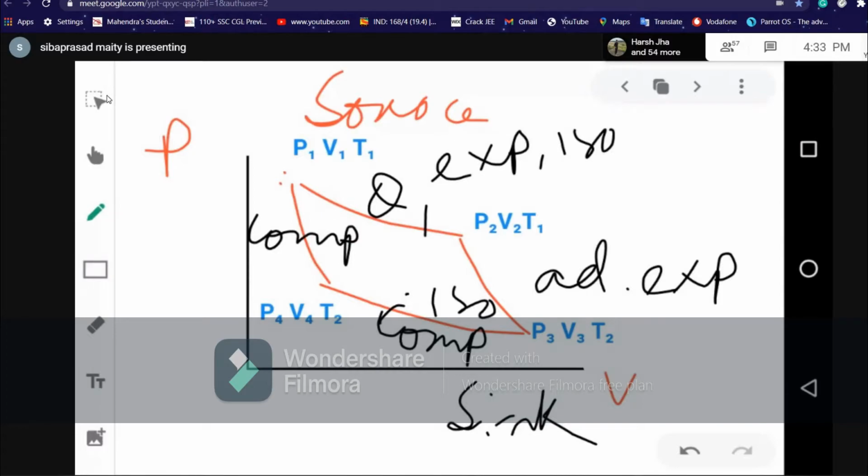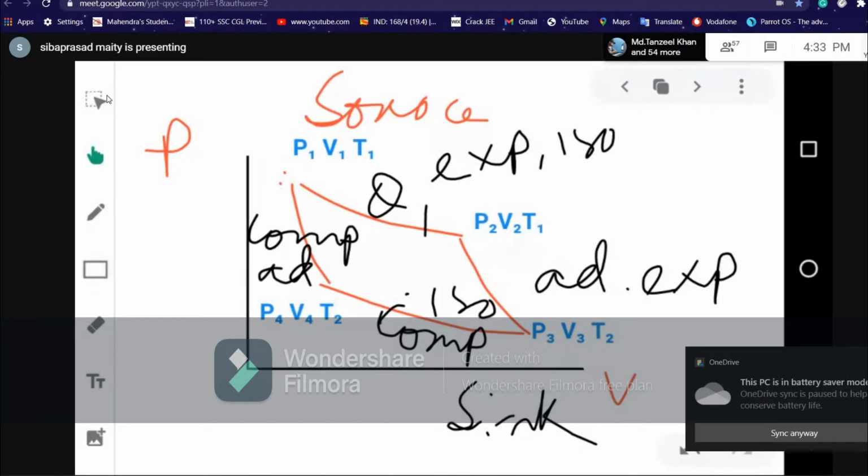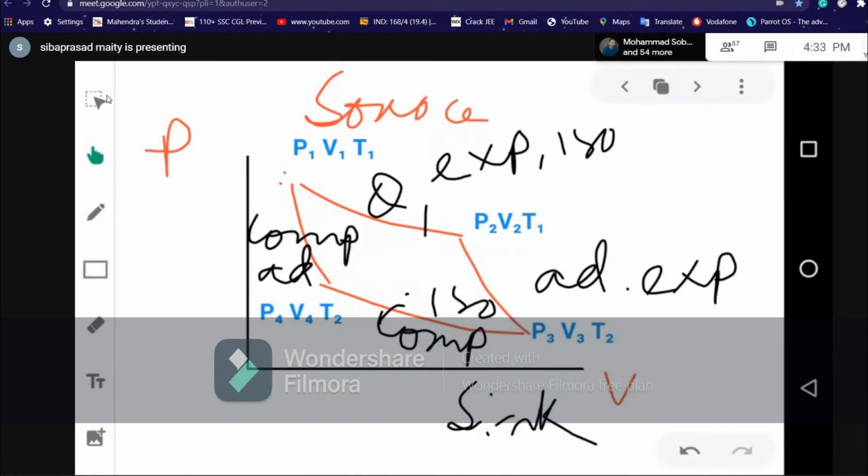But remember it, step 1 is isothermal expansion, step 2 adiabatic expansion, step 3 isothermal compression, step 4 adiabatic compression. These are the four steps which were proposed by Carnot, and remember that every step here is reversible. Now we'll try to calculate how much work will be done by these steps.